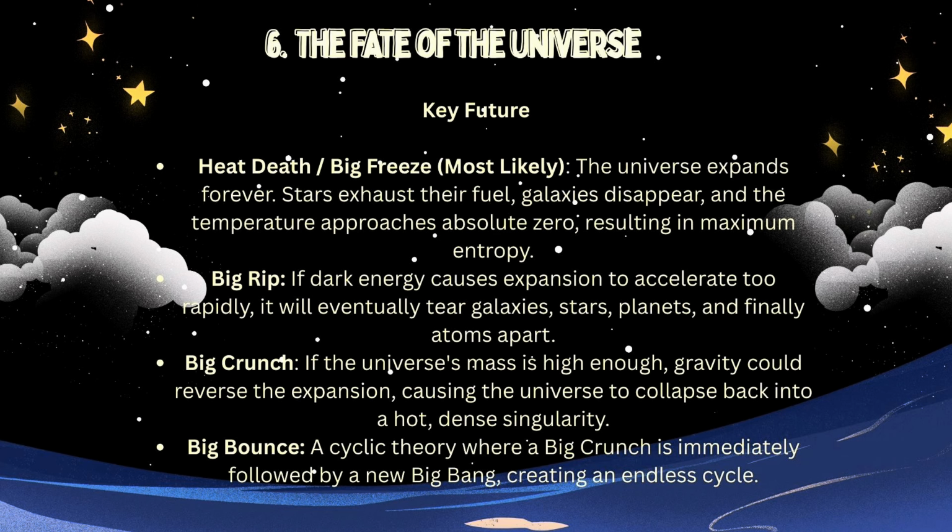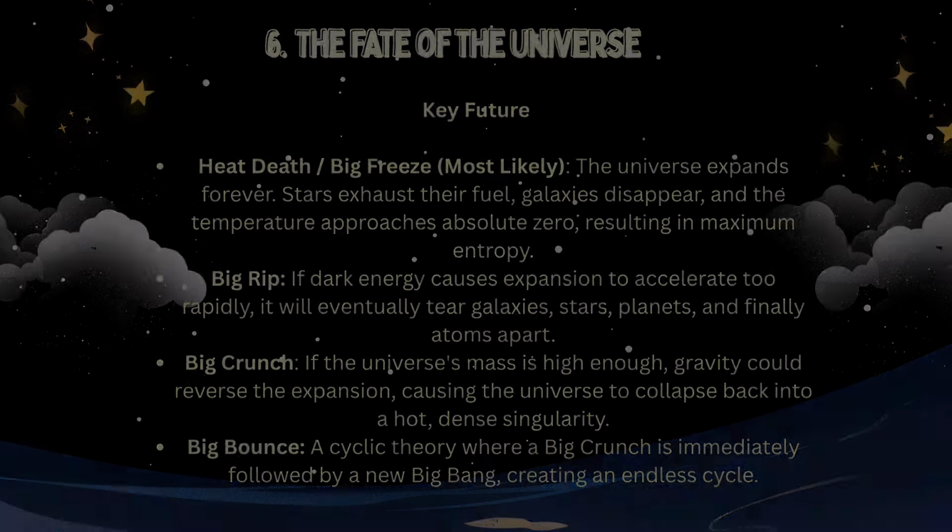To simplify these theories, let's look at the three most famous possibilities for the end of the world. First, the Big Freeze. This is the most likely end, where the universe keeps growing until it's so big that stars run out of fuel and everything turns cold. Then there's the Big Rip, where the dark energy gets so strong it tears planets and even atoms apart. And the Big Crunch is the opposite of the Big Bang, where everything collapses back into a single point.